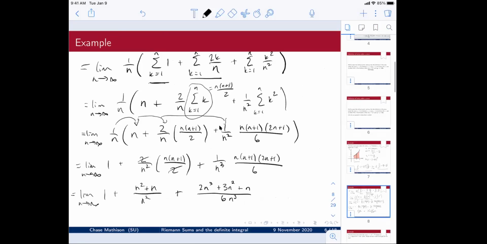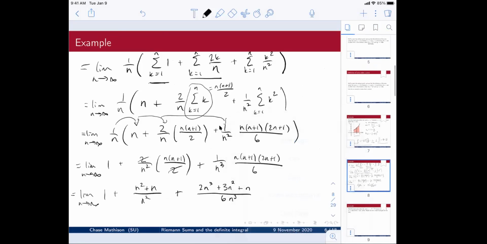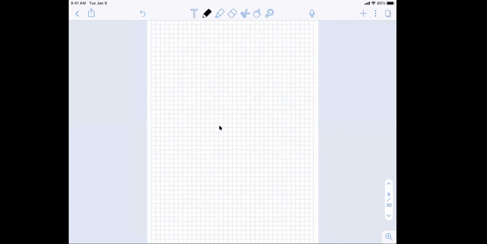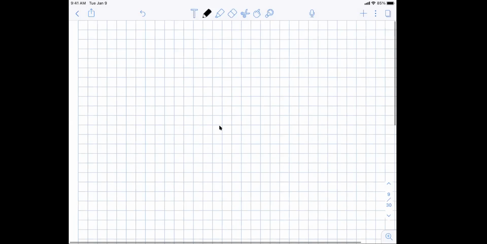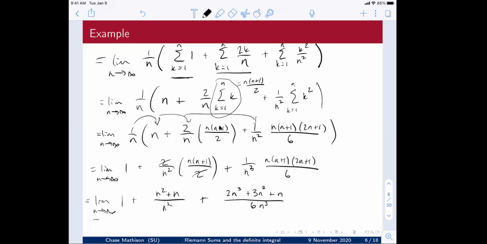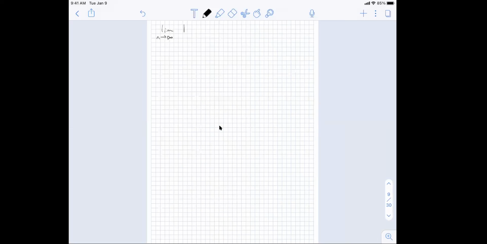So let me add one page. Add a page. So last thing we need to do here, let's look at the limit as n goes to infinity of just 1. Well, that's this first part. So what's the limit as n goes to infinity of 1? 1, exactly. So the first part of that sum is just 1.